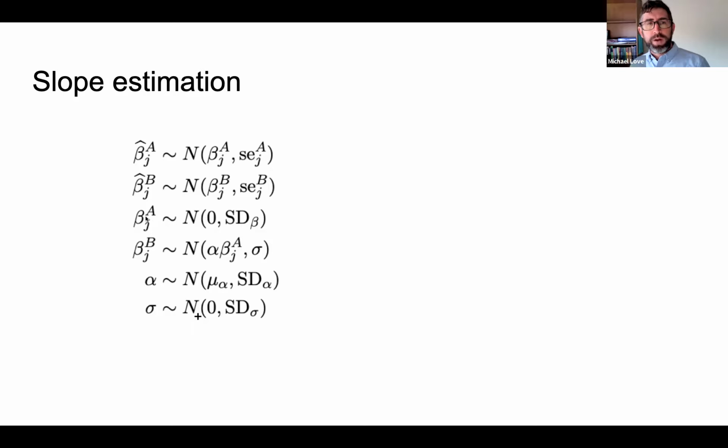We then assume some distribution for the effect sizes on the x-axis and a distribution on the y-axis. Here we just have an alpha slope, that's our parameter of interest, times the effect sizes on the x-axis. We could add an intercept here, but we haven't done that yet. That would be potentially accounting for horizontal pleiotropy, but in this first round we didn't put an intercept here. And then we have a couple more parameters.